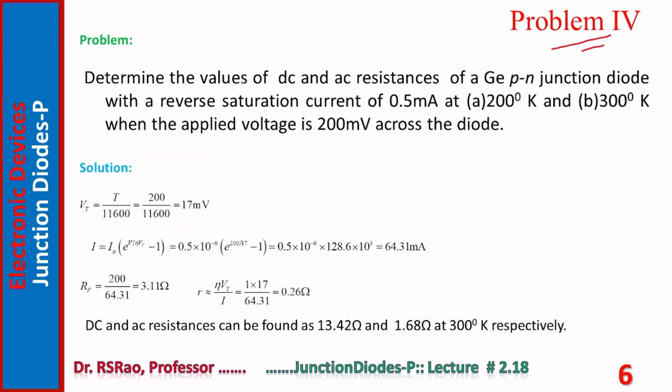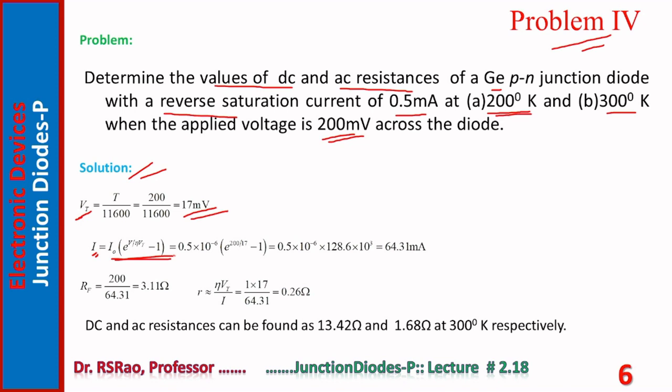Another problem: determine the values of DC and AC resistances of a germanium PN junction diode with a reverse saturation current of 0.5 milliampere at 200 Kelvin and also at 300 Kelvin, given that applied voltage is 200 millivolts. Solution: to begin with, determine Vt at 200 Kelvin. It is 17 millivolts. Current through the diode under forward biased condition can be determined from the Shockley diode equation.